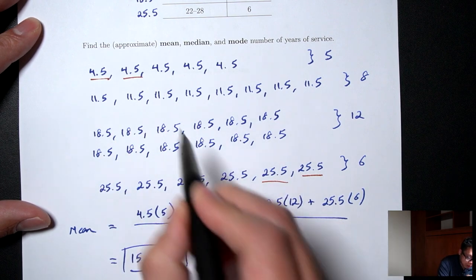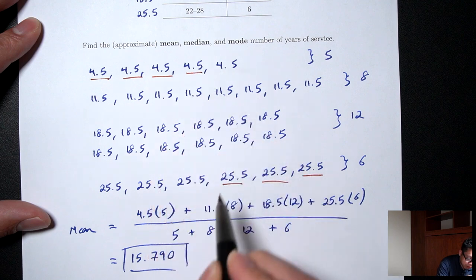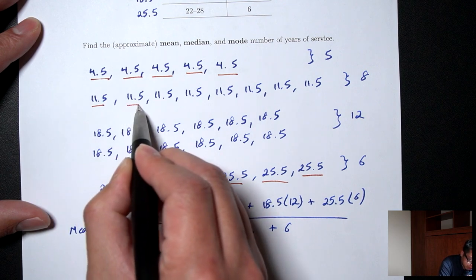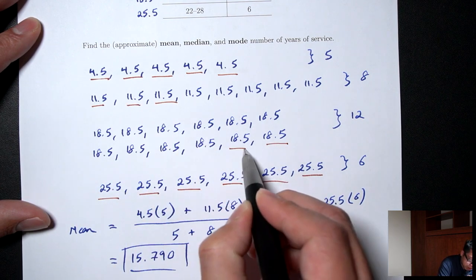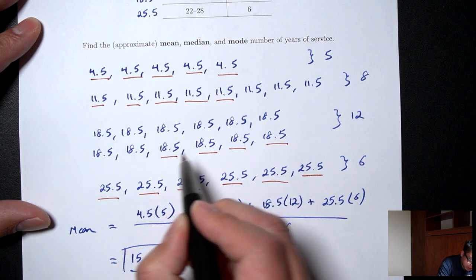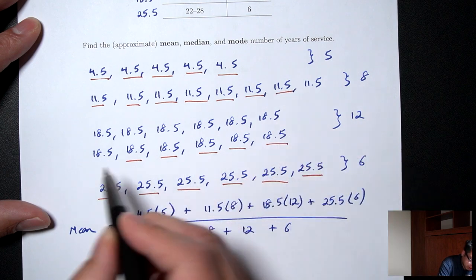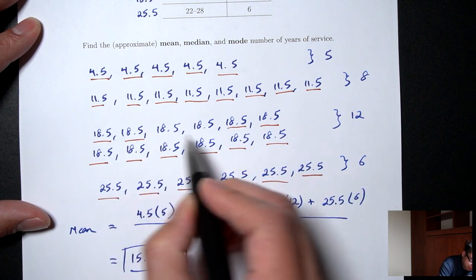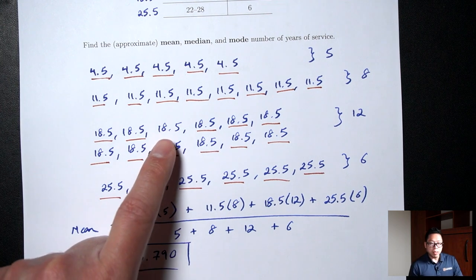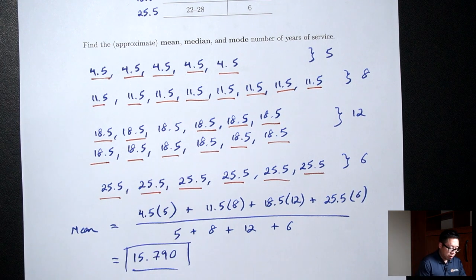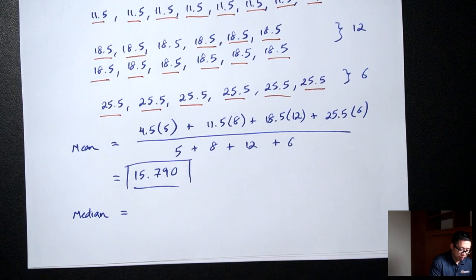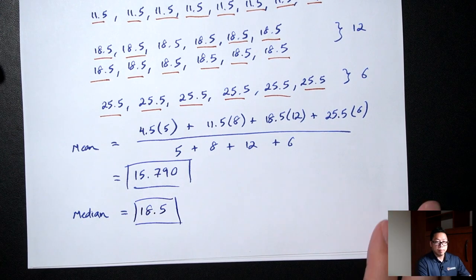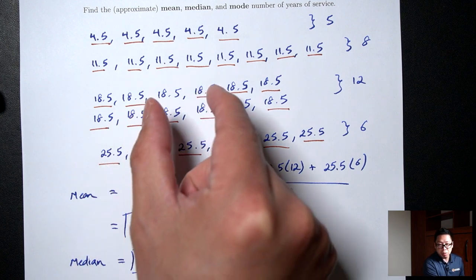One from the front, one from the back, and so on, alternating front and back. Okay, there is a single number right smack in the middle. That's our median. If you end up with two numbers in the middle, you'll just average those two numbers.